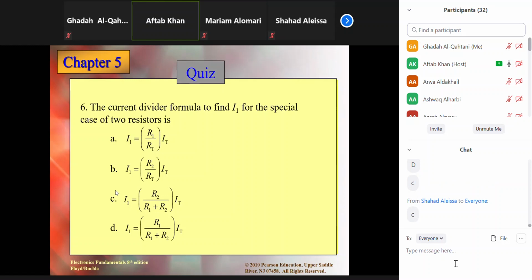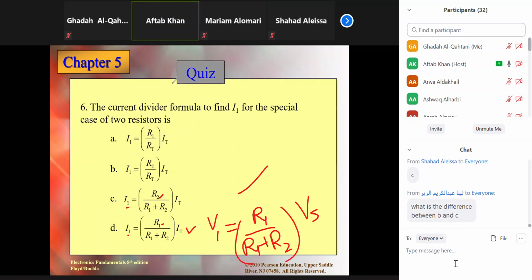I told you how to memorize it, and I spent some time on this. I told you this is 1, it will be 2. This ratio is something for the voltage divider. And what is the voltage divider? V1 is equal to R1 over R1 plus R2 multiplied by Vs. This is the voltage divider.